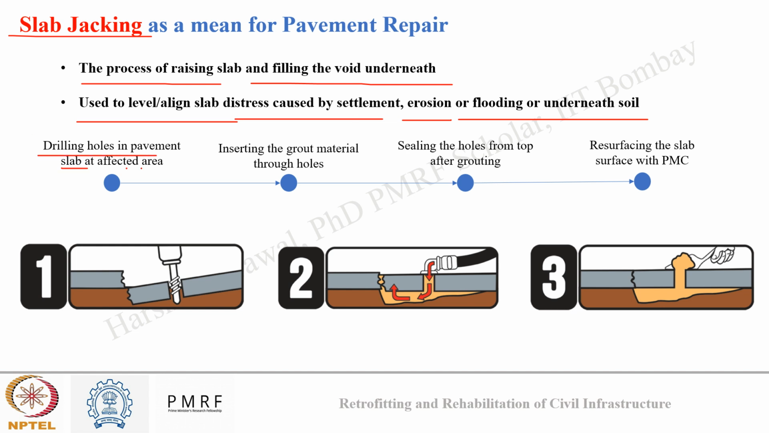Now how is slab jacking carried out? By drilling holes in the pavement slab at the affected area, inserting the grout material through the hole, sealing the hole from the top after grouting, and then resurfacing the slab with a polymer modified concrete or a normal concrete. In the image you can see a slab where there was cracking and settlement. So we drilled holes through the slab. Now I will insert grouting material, so that I can raise the slab again to the initial level, and then I will seal the hole from the top and resurface the slab. So this is known as slab jacking.